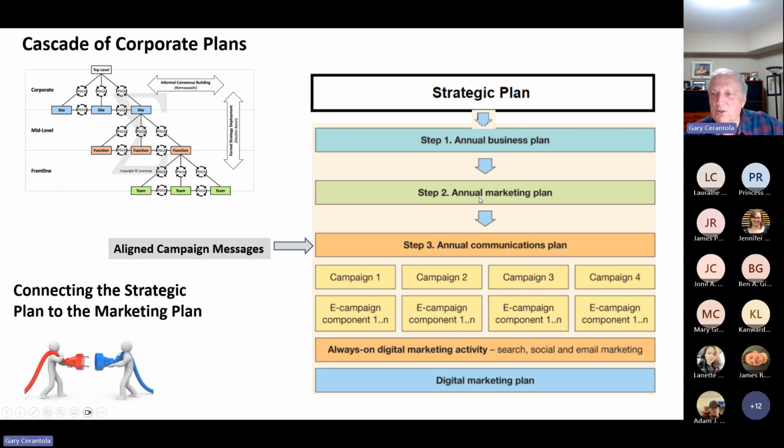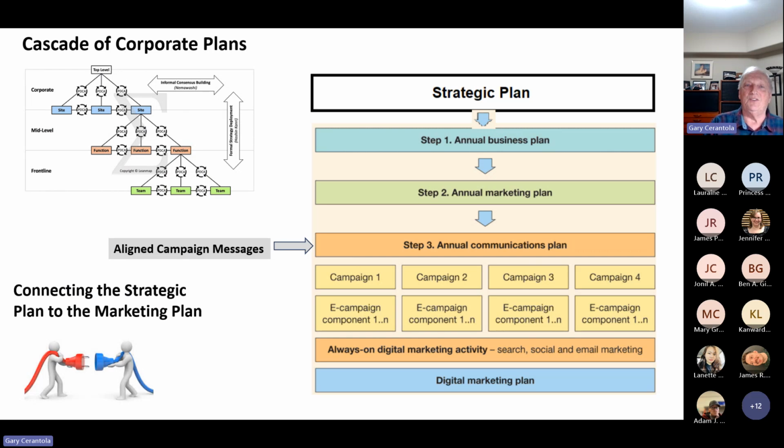the marketing faction of the organization will create an annual marketing plan. And sometimes the annual marketing plan is integrated with the annual communications plan. Sometimes, in larger organizations, it's apart, in two sections. But in that communications plan are different campaigns. And the whole idea around a marketing plan is that your campaigns have to be consistent.